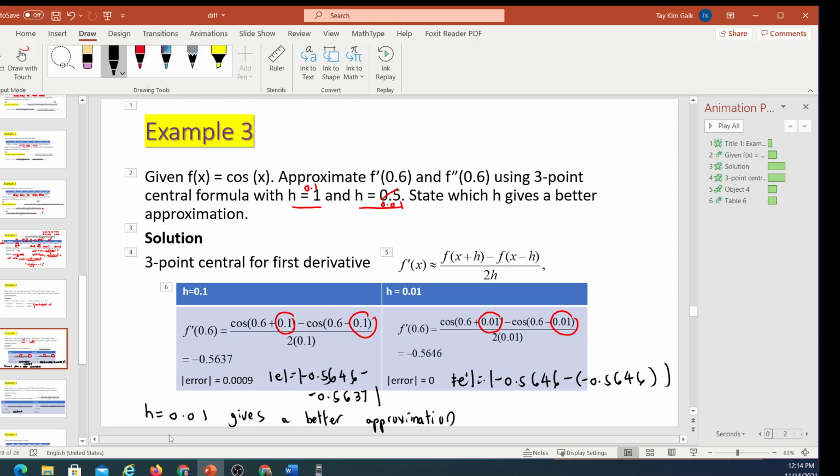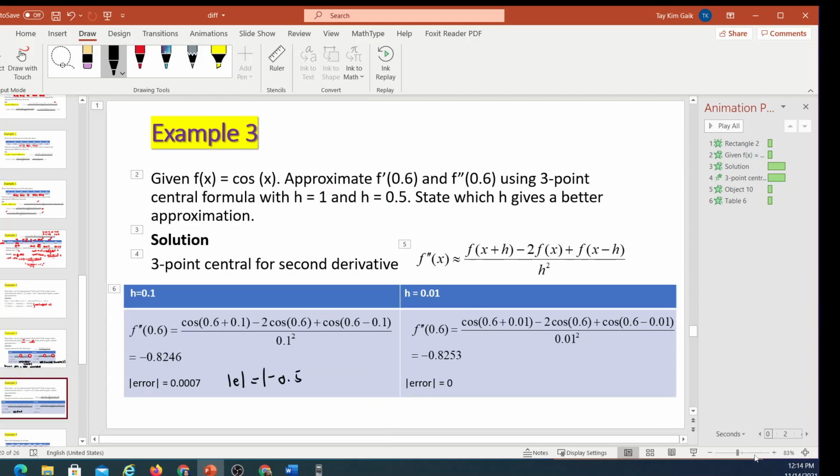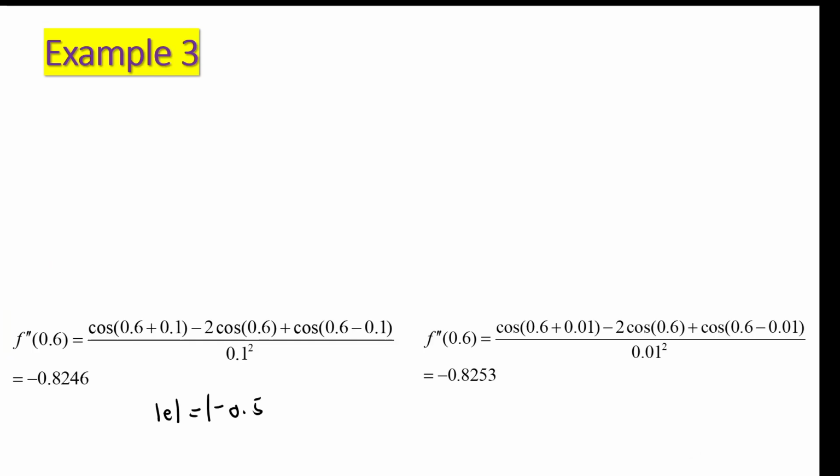Any questions here, maybe for example 3? No questions, doctor. Okay, if no questions, the second derivative will be similar.